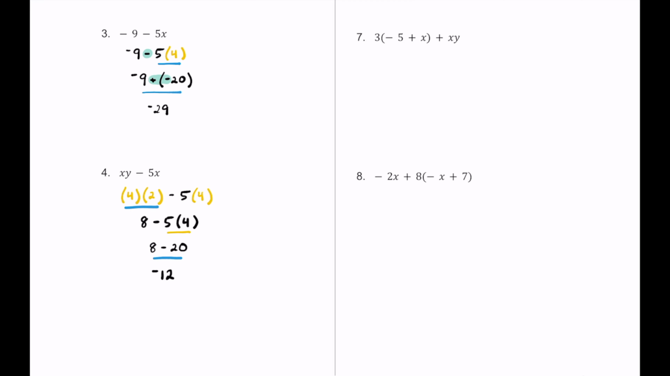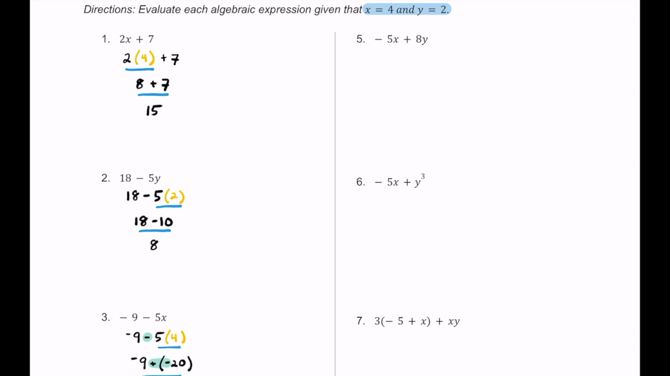Here's number 5. For number 5, we have this expression of negative 5x plus 8y. So it's negative 5 times whatever x is plus 8 times whatever y is. So let's go ahead and make some substitutions. So this is negative 5. That's going to multiply by x.